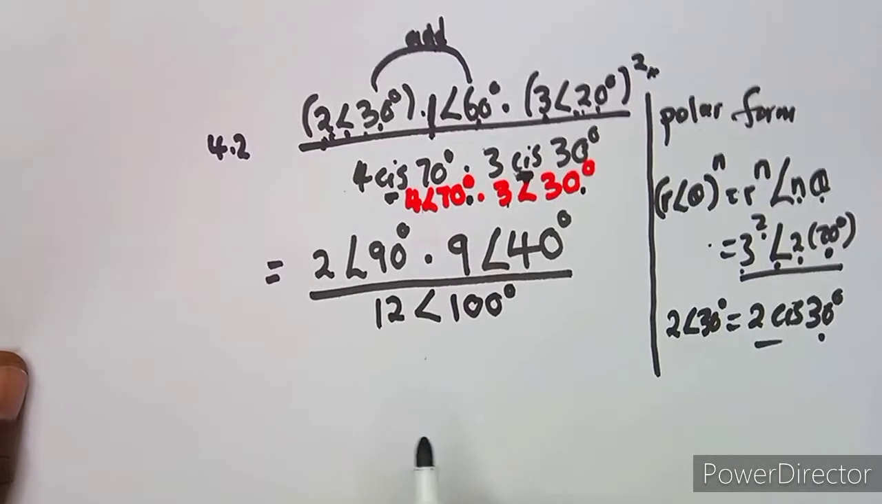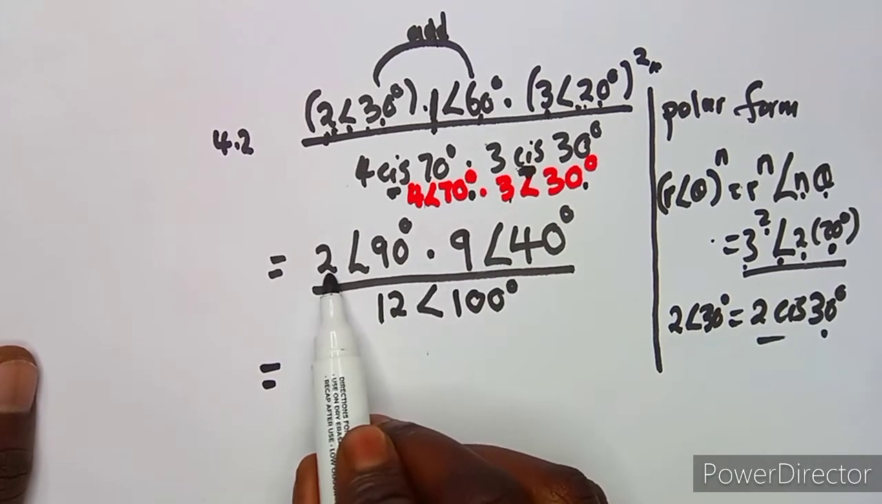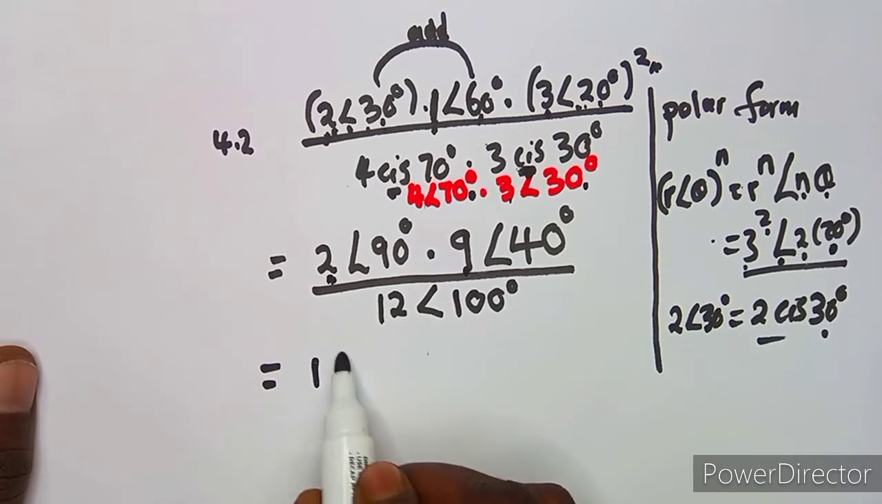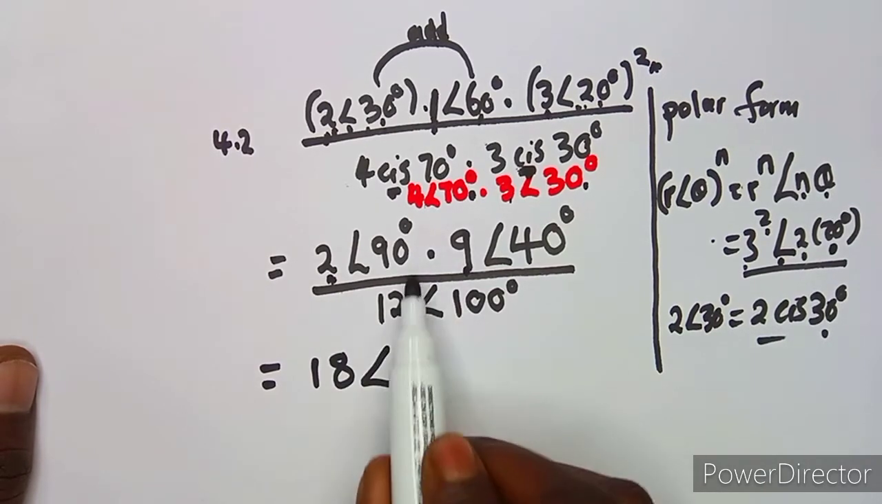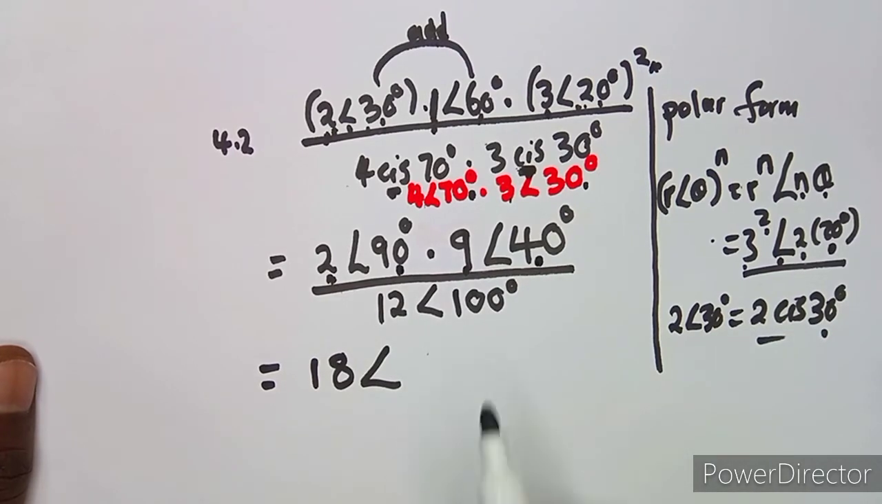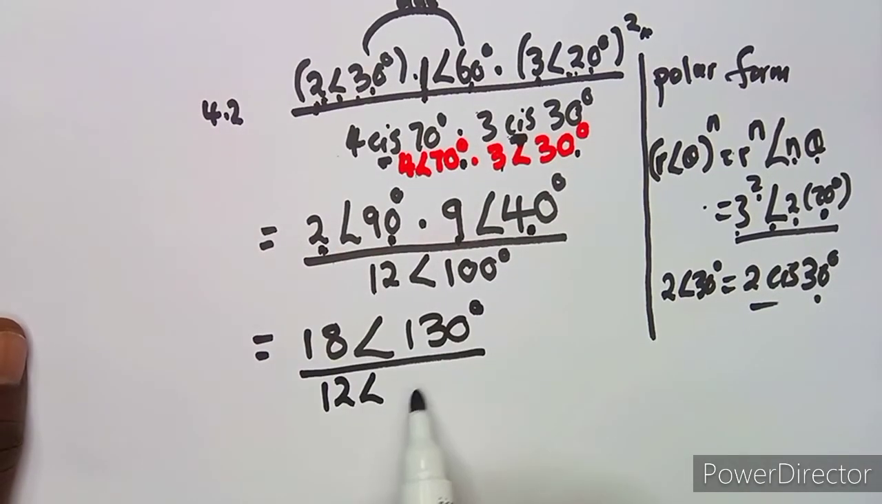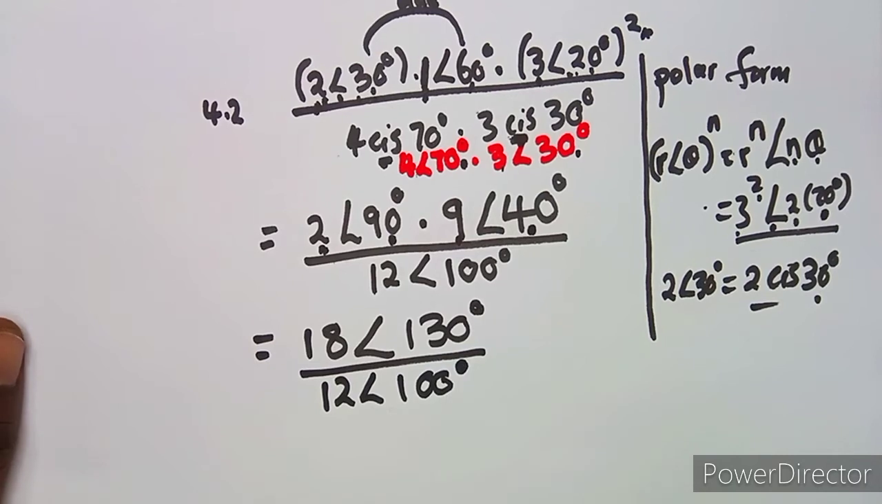Still, same concept on top here, because these two are still multiplying. So 2 and 9, which is 18. And remember, the angles we add. So it's 90 plus 40, which is going to give us 130, like this. Everything over 12 angle of 100.